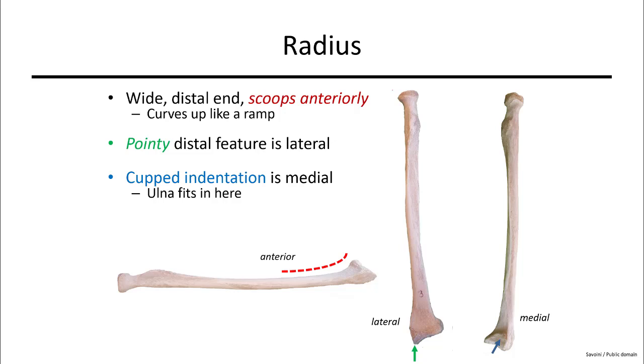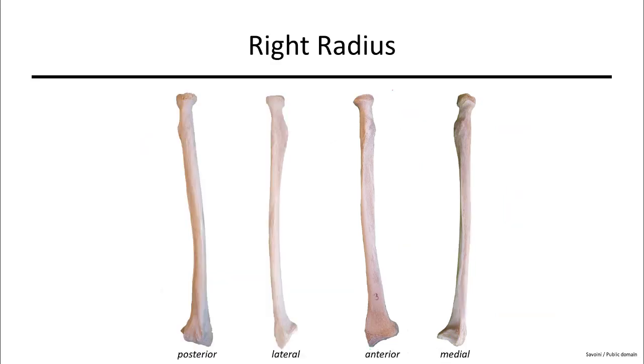So to orient the radius, you'll notice if you lay it on the table, you'll see one area that's scooped up, and that scooped up side is going to face anterior. Then the pointy end, identified in green, is going to be lateral. That's going to point towards your thumb if you're in anatomical position. And then the medial side has this cupped indentation indicated by the blue arrow, and that's where that small tapered end of the ulna will fit against.